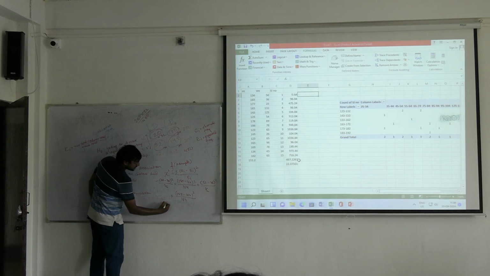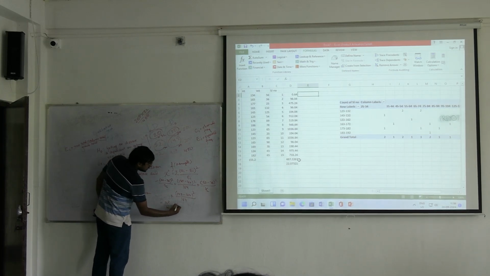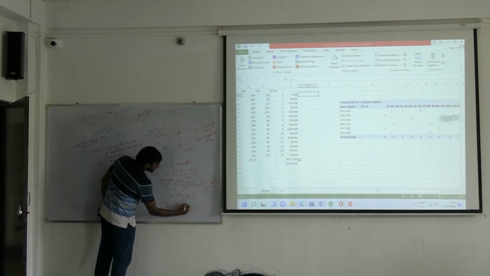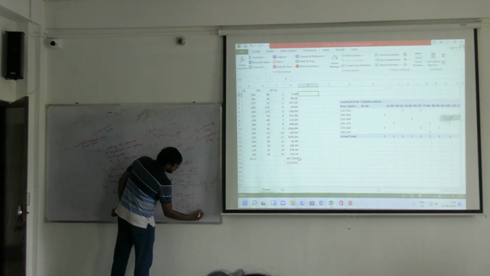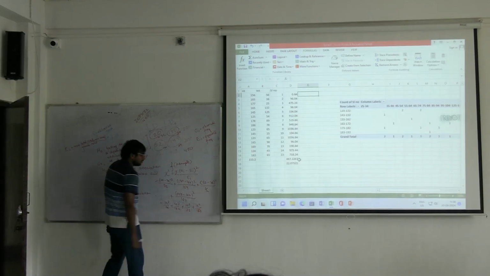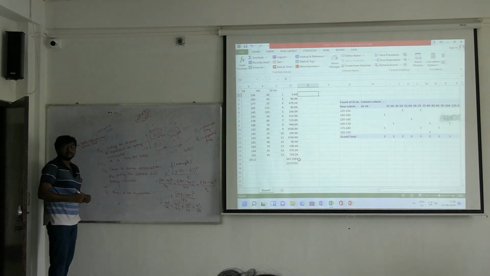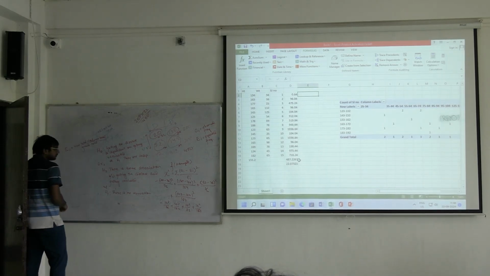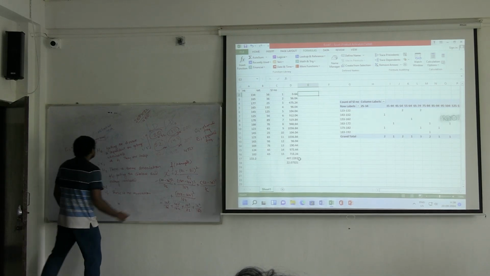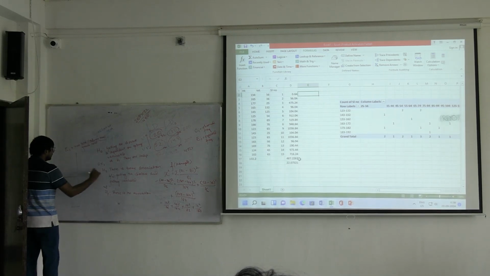What will this come out to be? 16 square by 36 plus 16 square by 164 plus 16 square by 36 plus 16 square by 164. Calculate and tell me the value. Whatever be it, we know the distribution of this. We know how this looks.